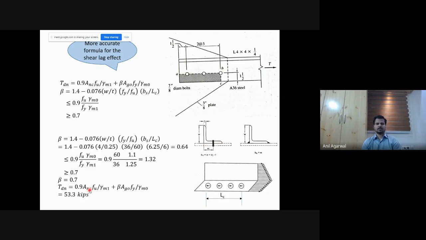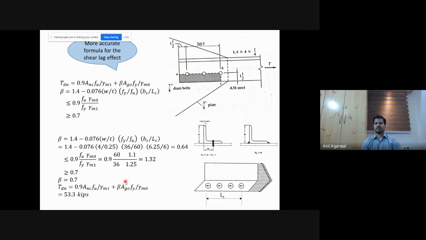I have not calculated that separately, but you can calculate. This is the connected leg. What is the net area of this connected leg? Multiplied by Fu, that is 60 ksi, divided by gamma m1, that is 1.25. Plus the second part, that is beta multiplied by Ago multiplied by Fy divided by gamma m0.